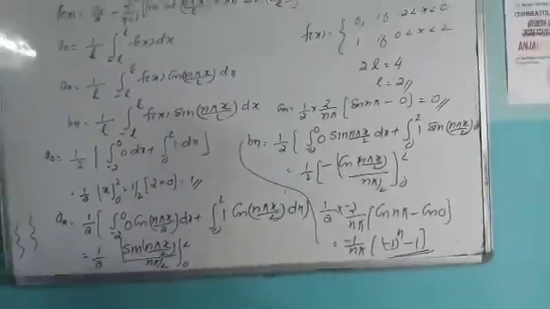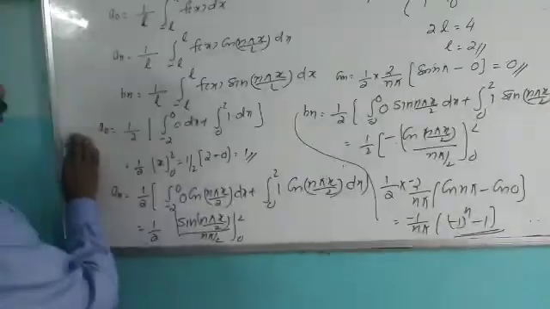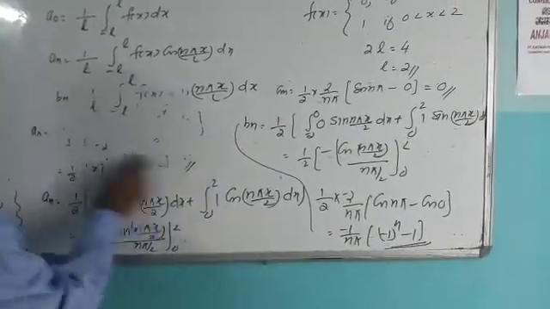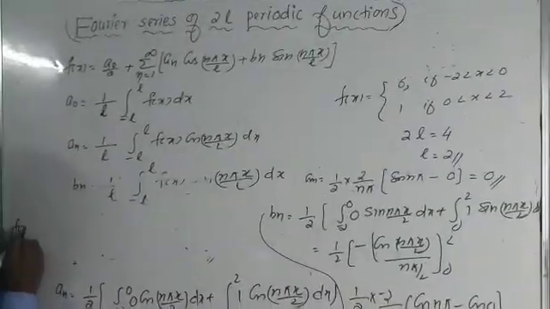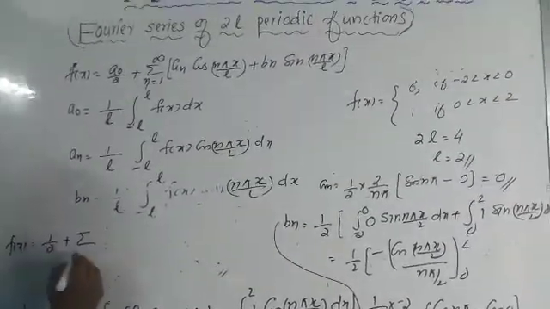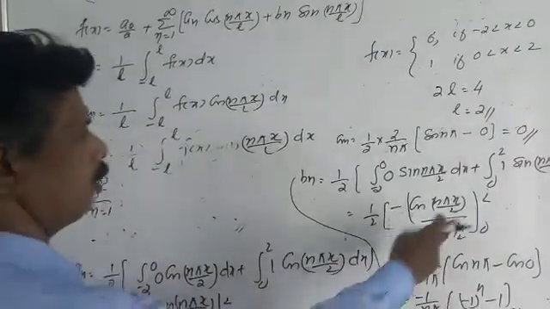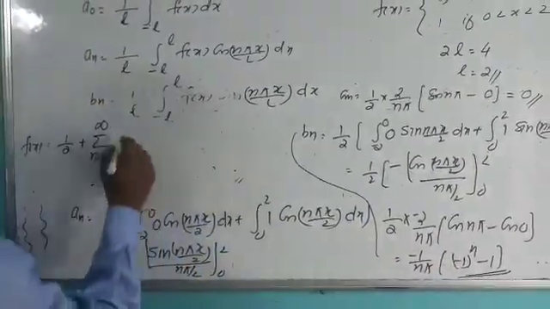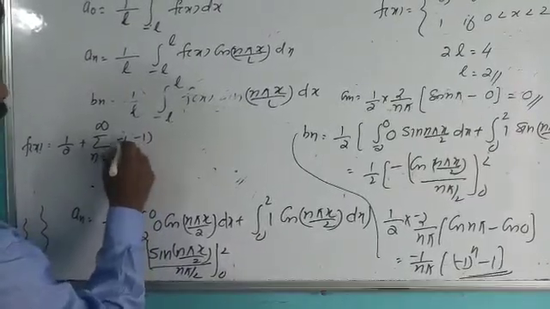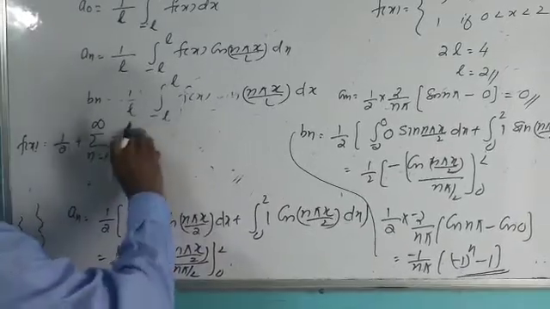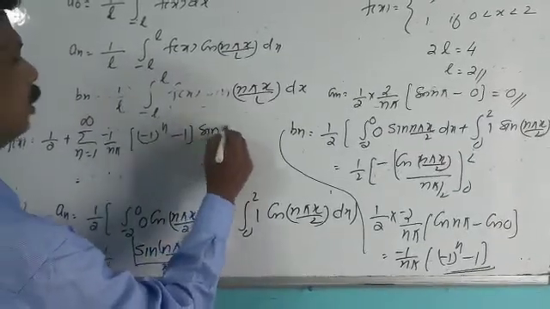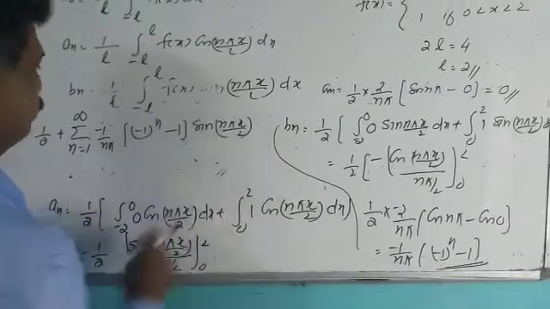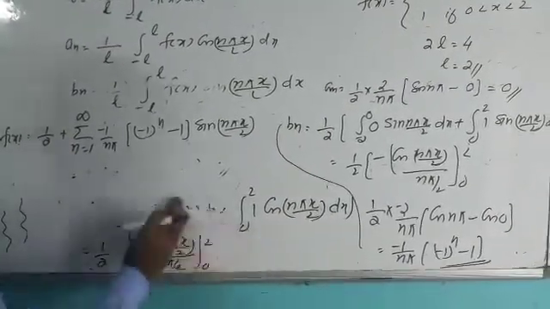Then substitute these values in the expansion. f(x) equals a0/2, and a0 means 1, so 1/2, plus the sum from n equals 1 to infinity of bn, where bn is minus 1/(nπ) into ((−1)^n minus 1), into sin(nπx/2). That is, a0 is equal to 1, and a0/2 means 1/2.